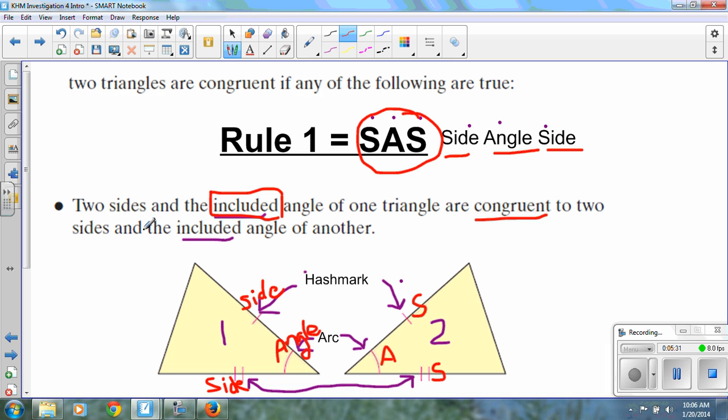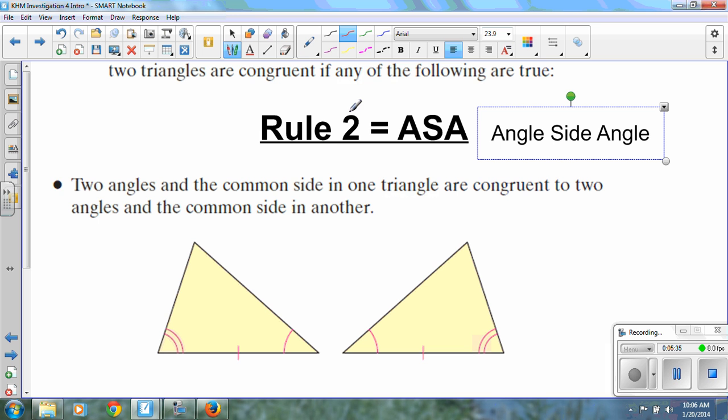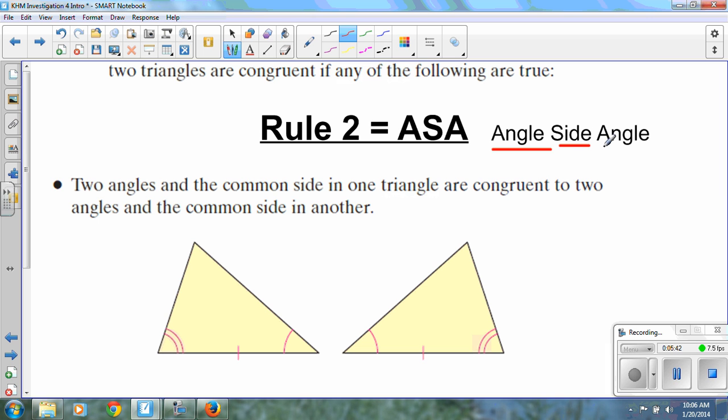And I'm going to continue to the second rule. Okay, the second rule is this. Rule 2, ASA, otherwise known as angle, side, angle. Okay, and you can see the definition here. It says two angles and the common side in one triangle are congruent to two angles and the common side of another. Again, we have important words here.